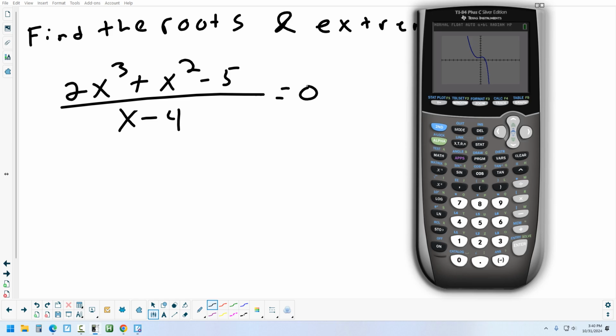So let's start by finding the roots. Okay, so I've already typed in our problem. How do you find the root? What do we have to press? You do second calc 0. Second calc, option 2, which is 0. And then make sure you pick a point to the left, go to the right, do your guess.